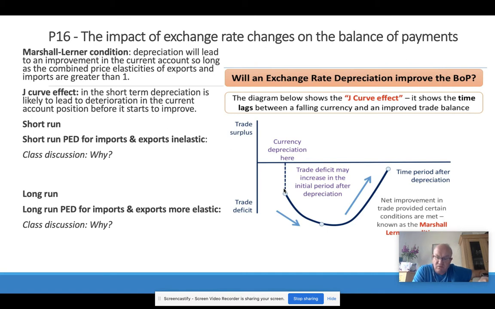Okay, now effectively what that's saying is that as time goes by, that depreciation will actually start to demonstrate an improvement for the same reasons that we talked about as far as the Marshall-Lerner condition was concerned. If we've got a combined price elasticity for exports and imports that's greater than 1, then an exchange rate depreciation will actually improve the balance of payments. And obviously in that situation, that means it's a potential policy tool that a government could use to try to address issues around the balance of payments.